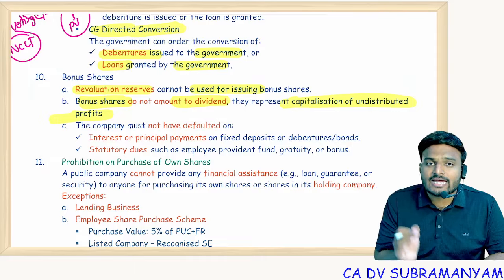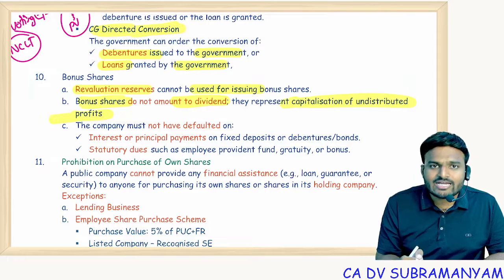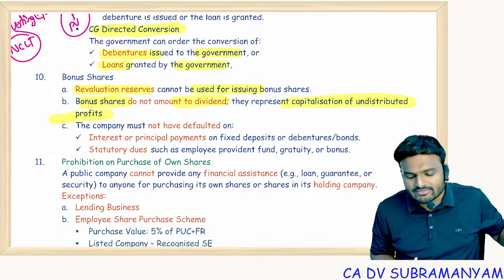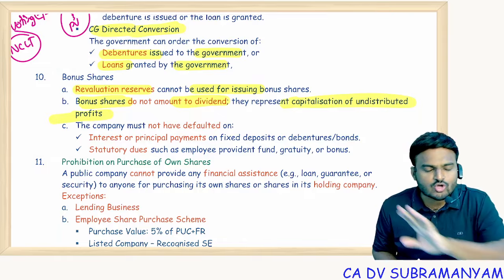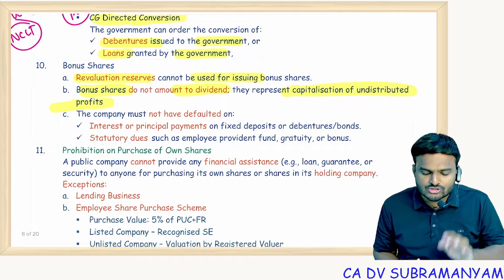Undistributed profits capitalization, only bonus shares. Getting my point? If you declare dividends, it must be paid in cash only. Bonus does not amount to a dividend. Dividend should be paid only in cash, not in kind. And what is a bonus? It represents capitalization of undistributed profits.